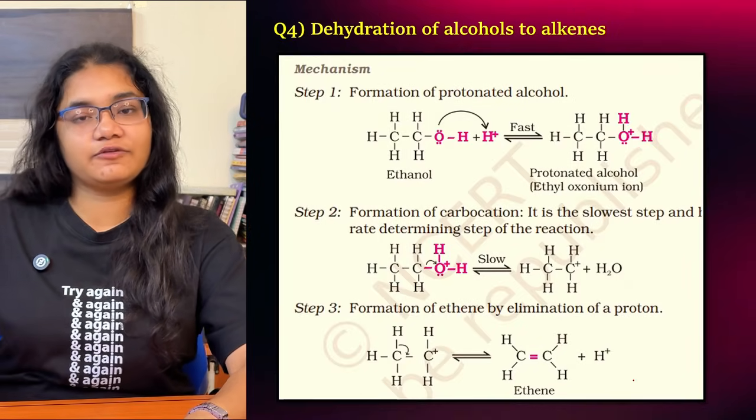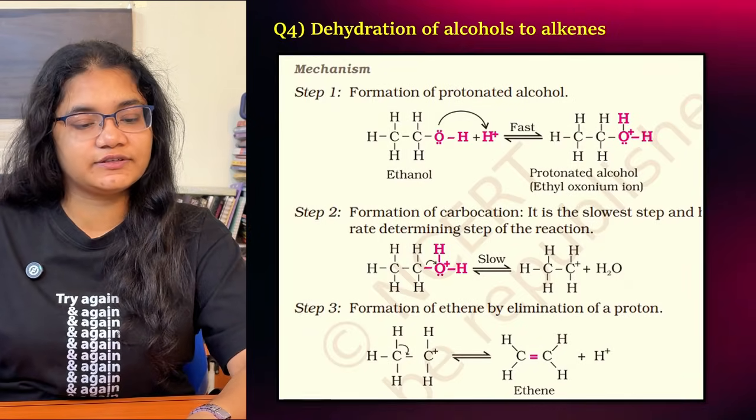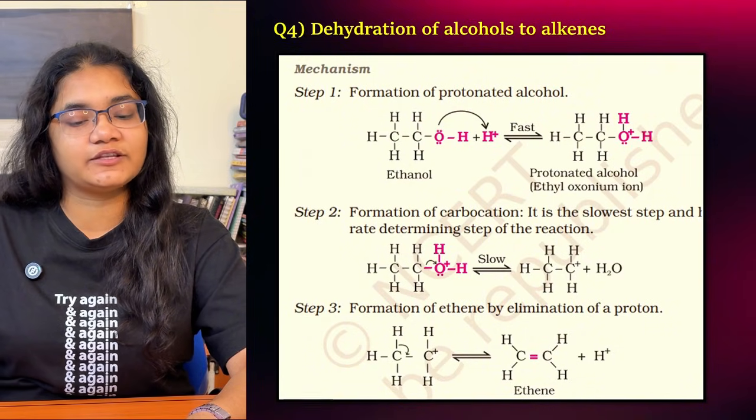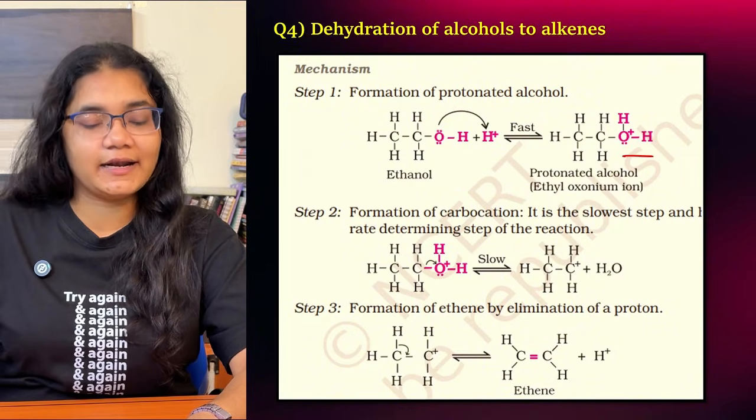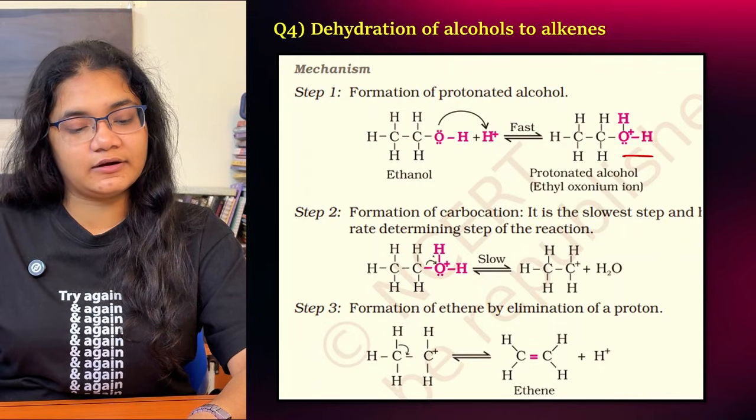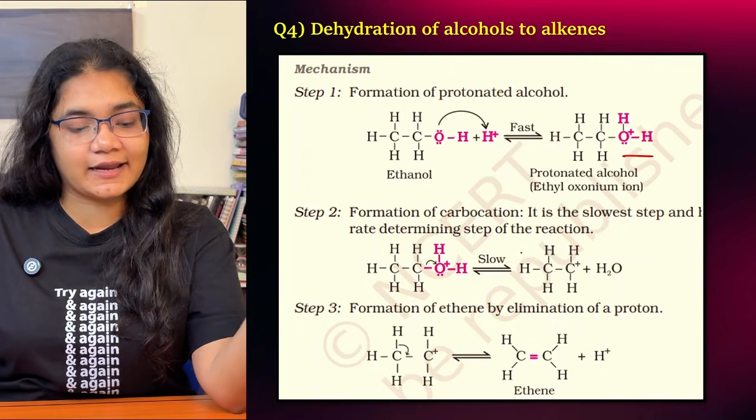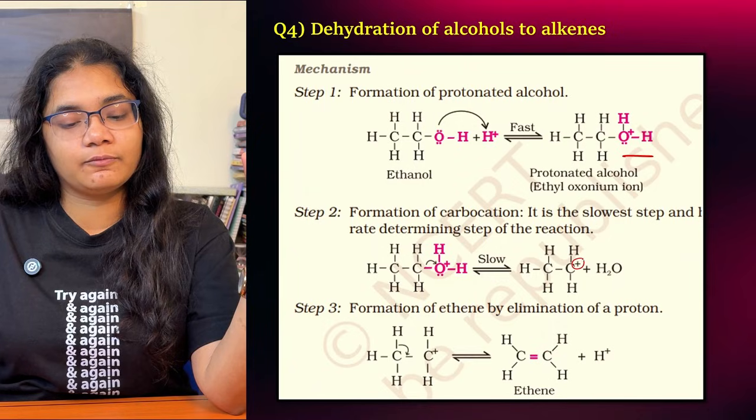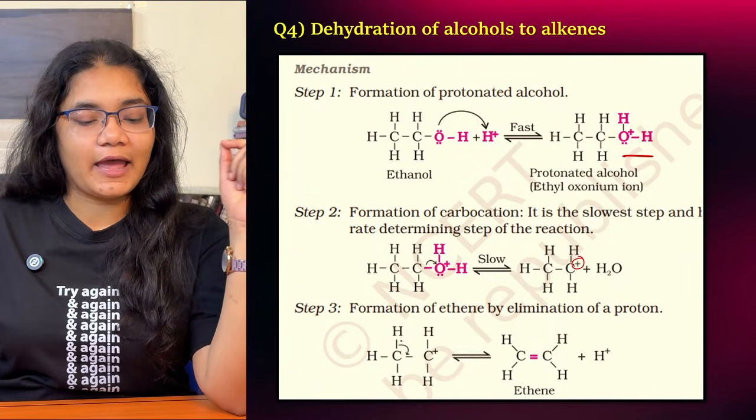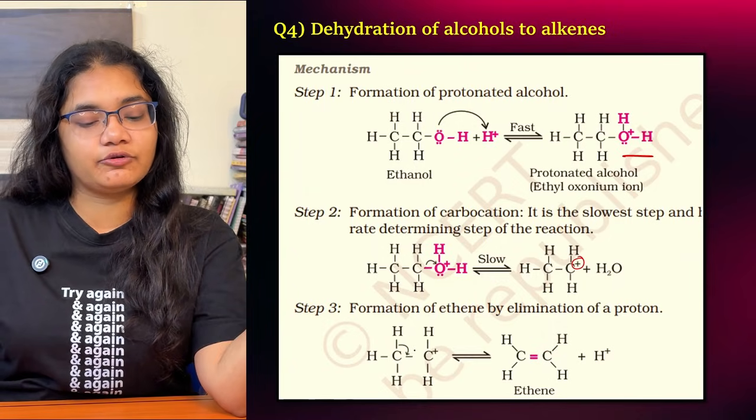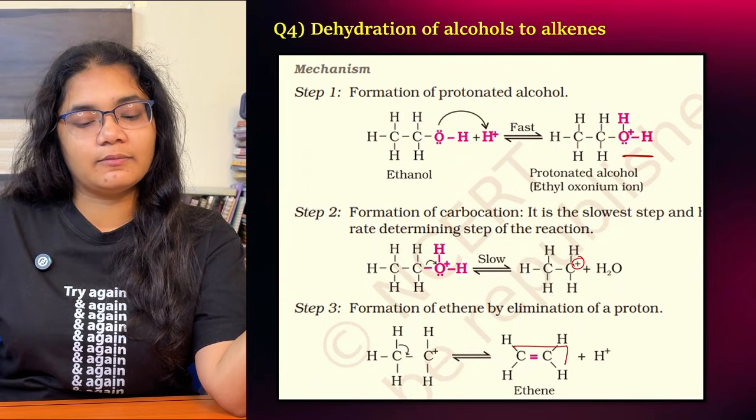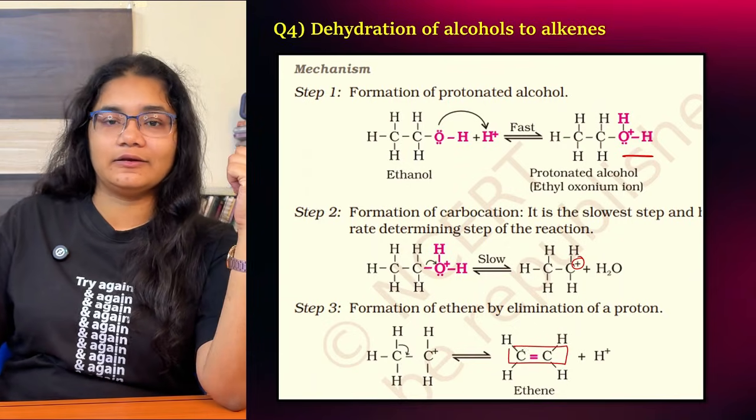Next is the dehydration of alcohols to alkenes. Here also the first step is the lone pair of oxygen attacks on H plus, and this gets protonated, and after that this one will get dehydrated, or the water molecule will be removed to create a carbocation. And after that, what happens? The adjacent hydrogen comes here and you will get a double bonded carbon, or an alkene, here.